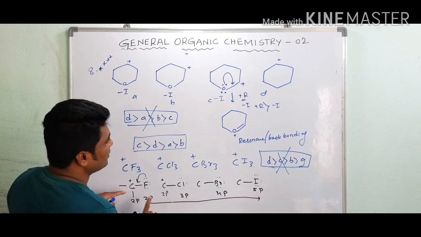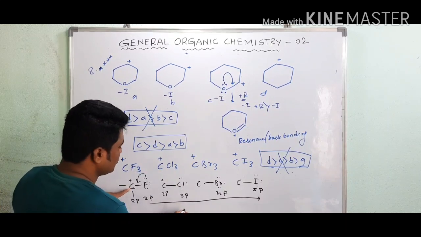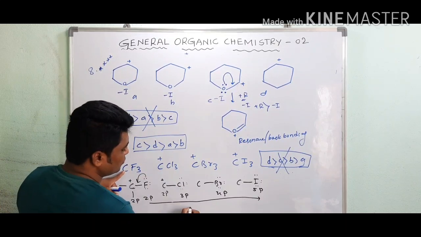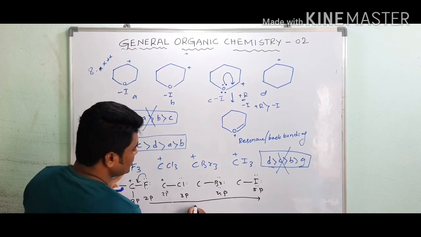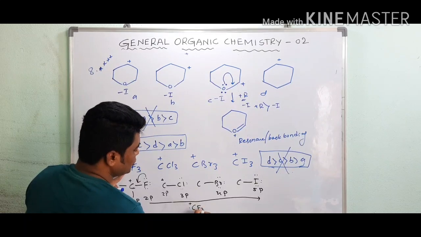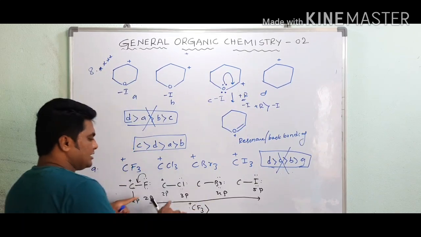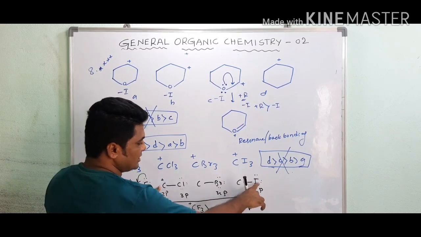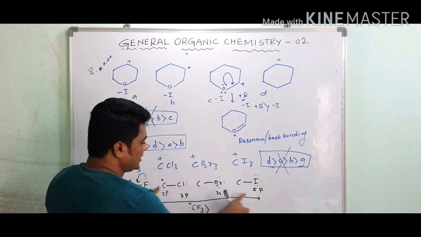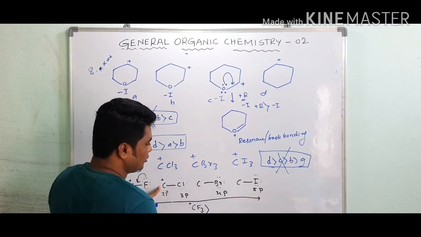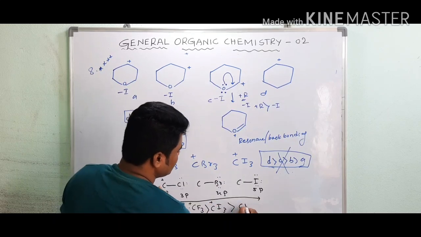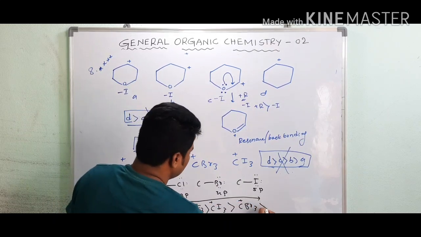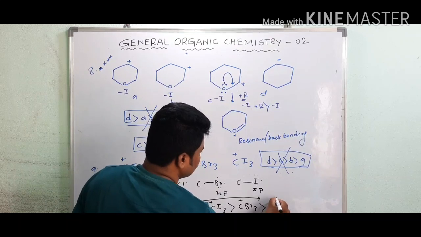Now according to our concept, see which one is more stable? A. CF3 plus is more stable. Then after that, see the inductive effect. This has less minus I, because there is overlapping; we are not considering the overlapping. So here we will see only the inductive effect. Now CI3 plus, then after that CBr3 plus, then CCl3 plus. This is the exact order.